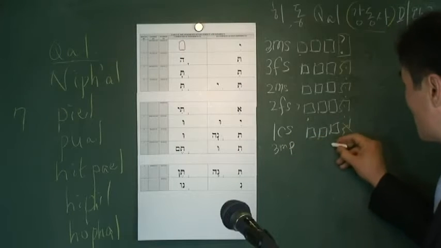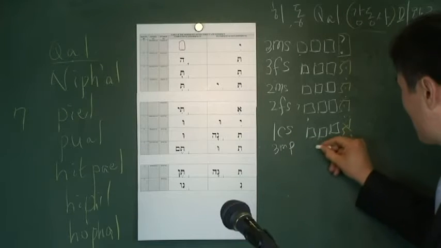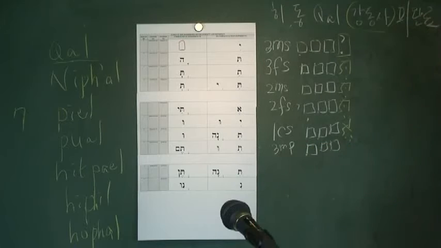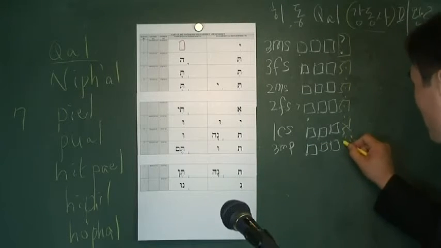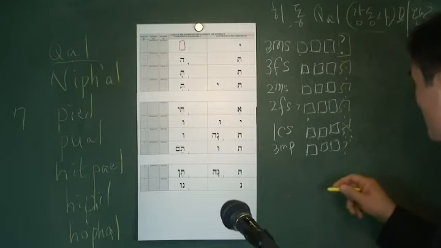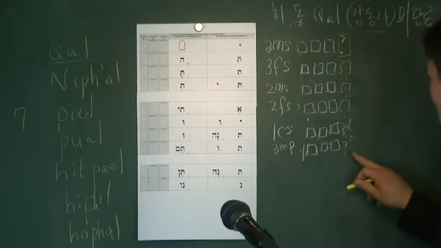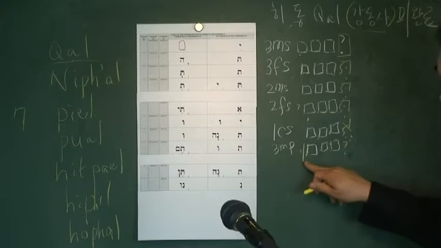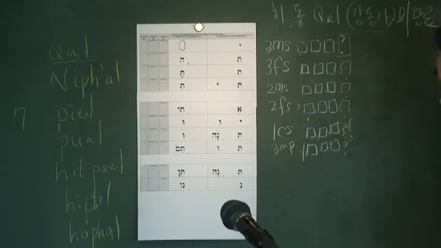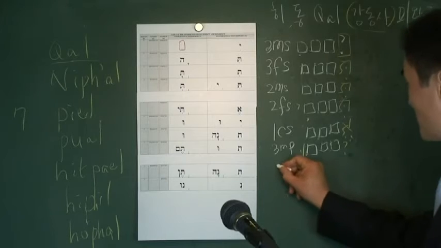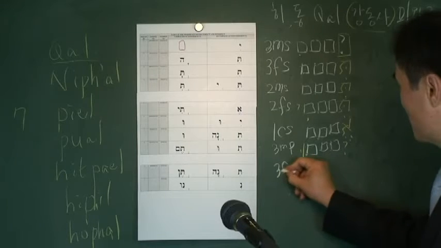Next, the third person masculine plural. The third person masculine plural has both a prefix and a suffix. It has the prefix yi and the suffix wu.